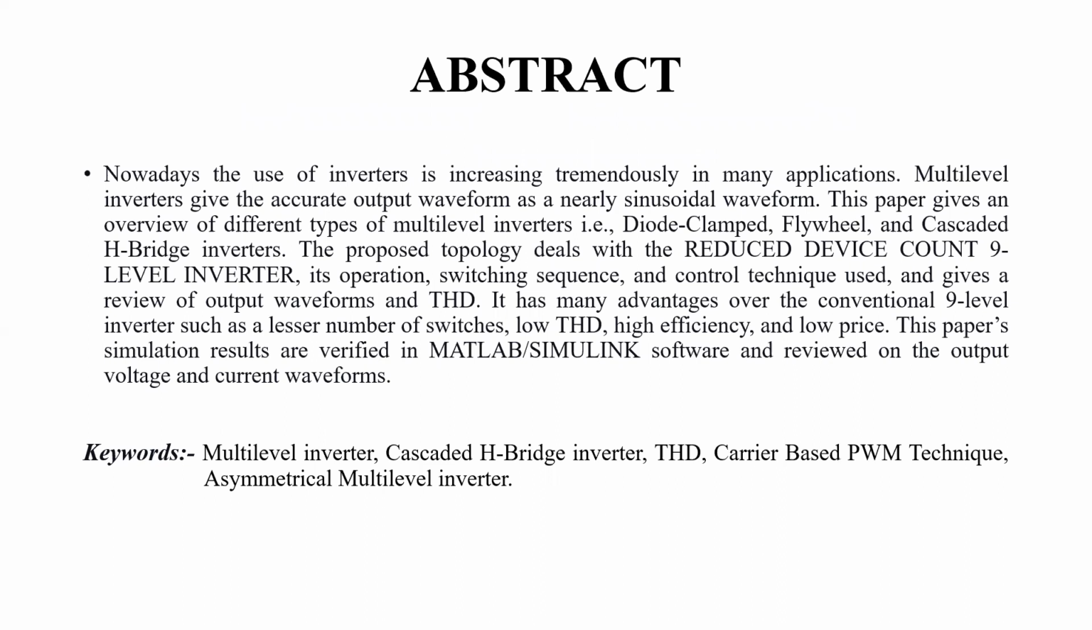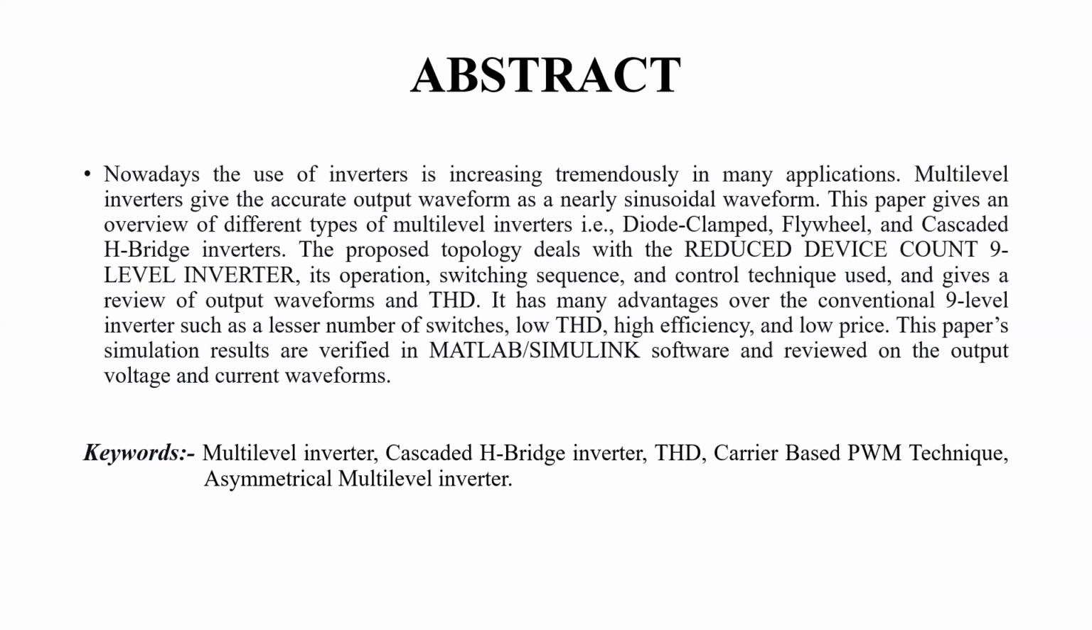Coming to the abstract of the paper, nowadays the use of inverters is increasing tremendously in many applications. Multi-level inverters give an accurate output waveform, near to a sinusoidal waveform. This paper gives an overview of different types of multi-level inverters used. They are the diode clamped inverter, flying capacitor inverter, and cascaded H-bridge inverter. The proposed topology deals with the reduced device count 9-level inverter and its operation, switching sequence, and control technique used, and gives a review of output waveforms and total harmonic distortion, that is THD.